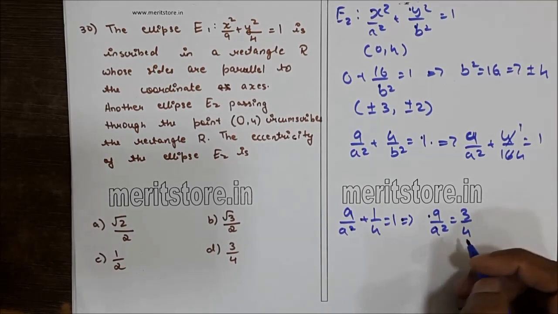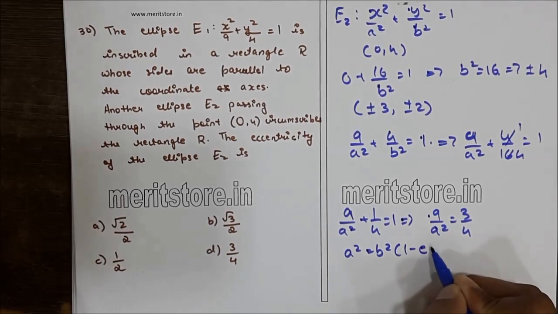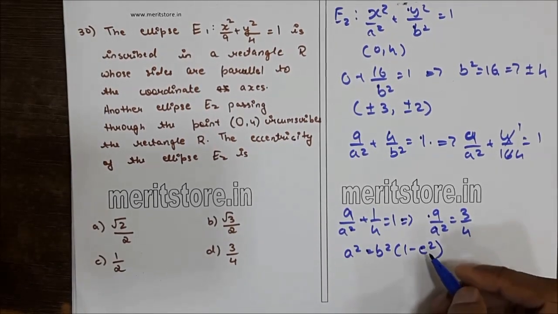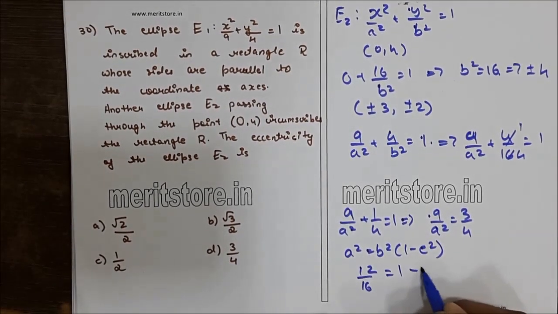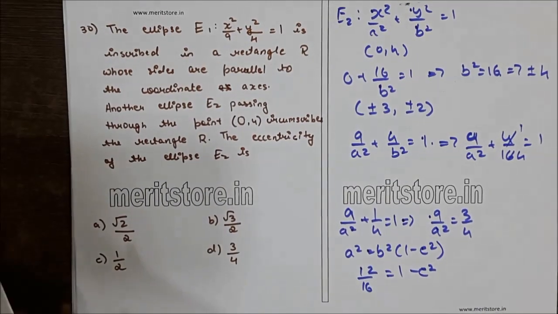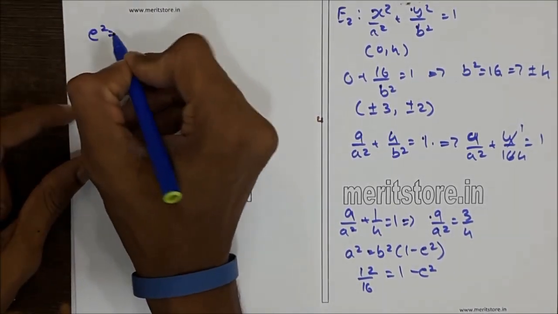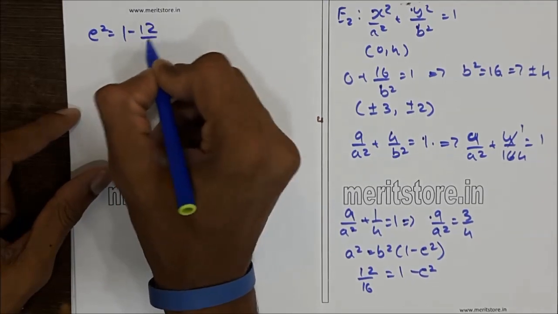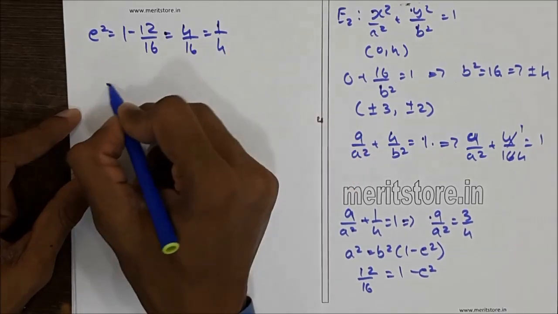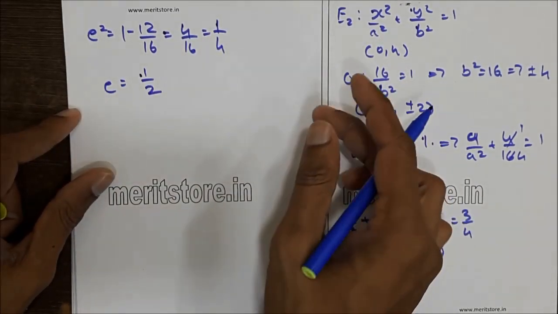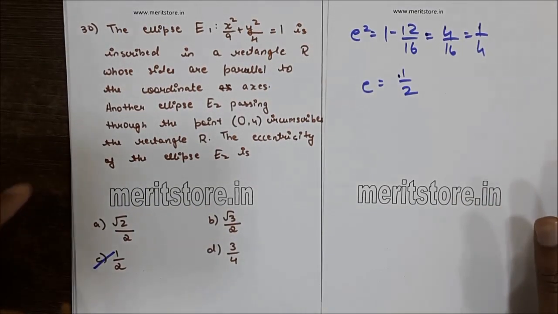When we solve this, we have a square equal to b square into 1 minus e square. So we get a square upon b square as 12 by 16 equal to 1 minus e square. Further solving this, we get e square equal to 1 minus 12 by 16 equal to 4 by 16, which is equal to 1 by 4, where we get e is equal to 1 by 2, which, if we see, matches with option C. Therefore, option C is the correct answer.